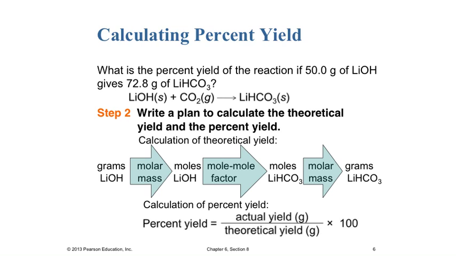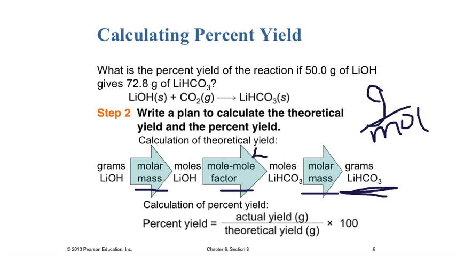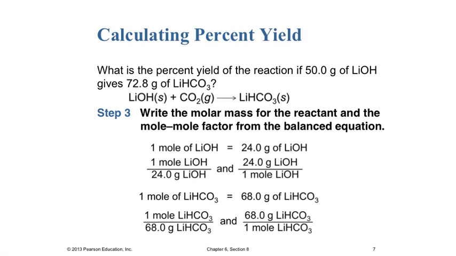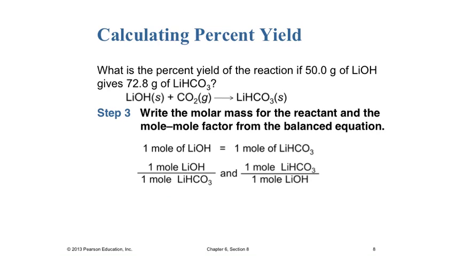Now we're going to use our different conversion factors to get to what we actually need. If we need grams of LiHCO3, remember whatever we want to cancel out goes at the bottom and whatever we're trying to go to goes at the top. So we're going to use molar mass, mole to mole, and molar mass again. Remember molar mass is grams over mole, and you always use mole to mole when you're introducing something new. Now, when you calculate the molar mass for LiOH, you get 24.0 grams. And for LiHCO3, you will obtain 68.0 grams. The mole-mole ratio is 1:1 for LiOH and LiHCO3.